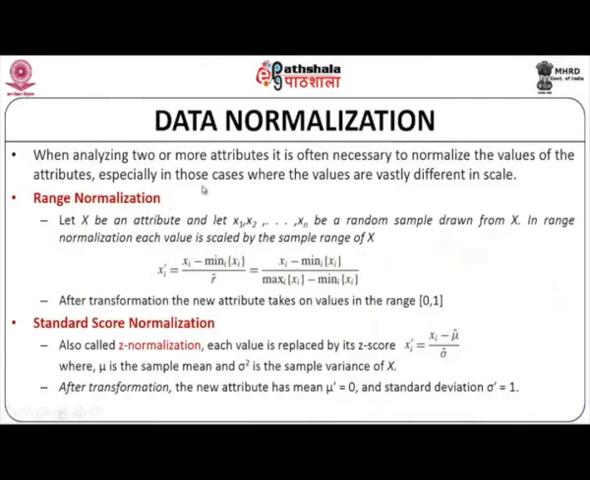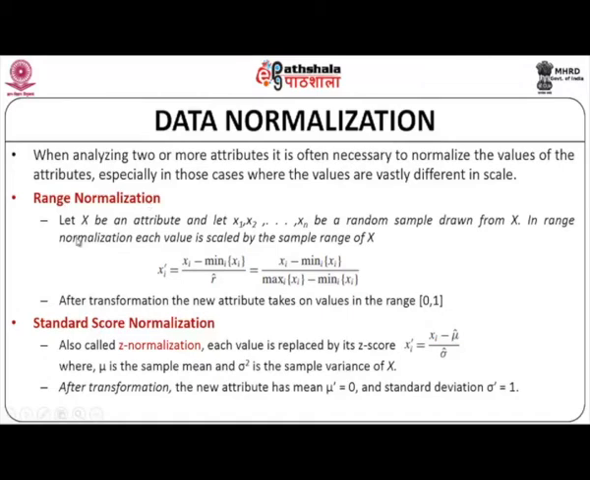So in data normalization, we take 2 or more attributes that are often different in terms of their scale. Then we try to normalize these values. We apply a few techniques like range normalization or standard score normalization for the purpose of normalizing the data to a specified range. Normally, we normalize the data in the range of 0 to 1. Let us discuss how range normalization works.